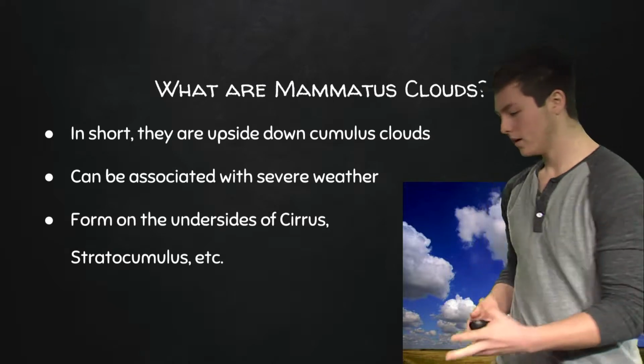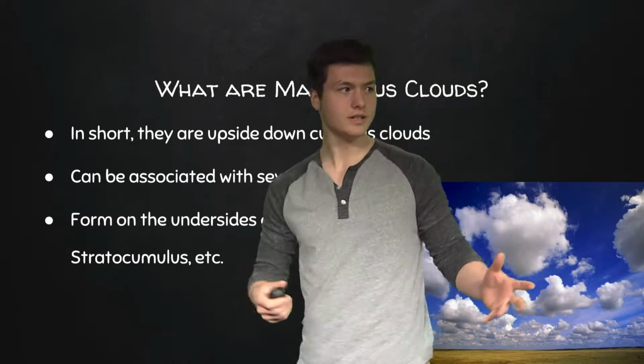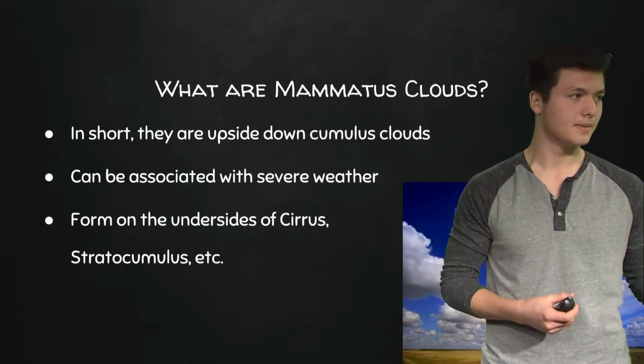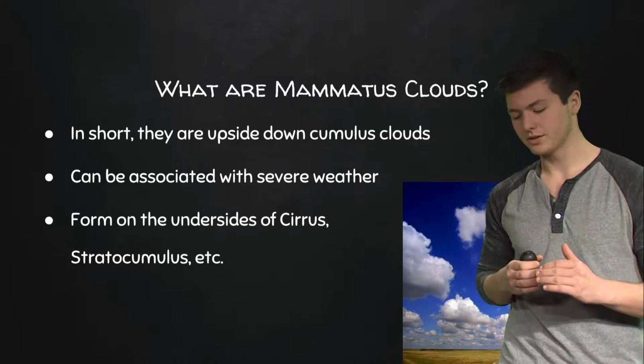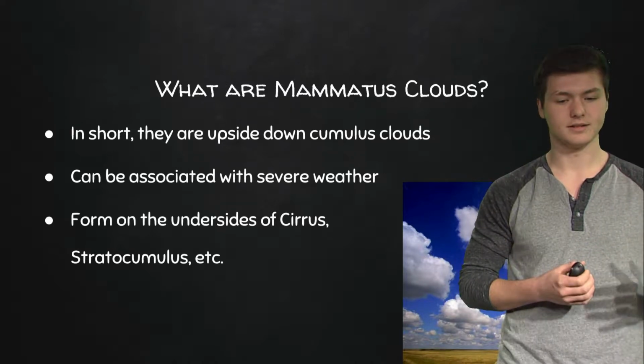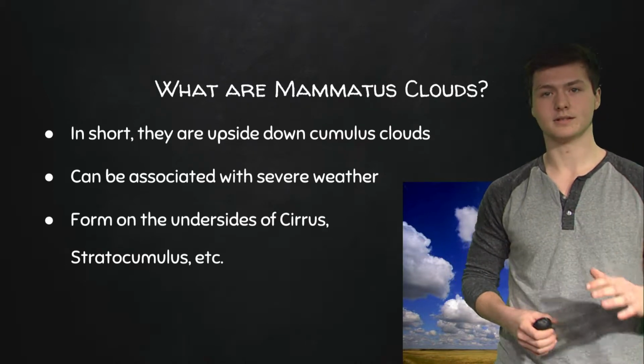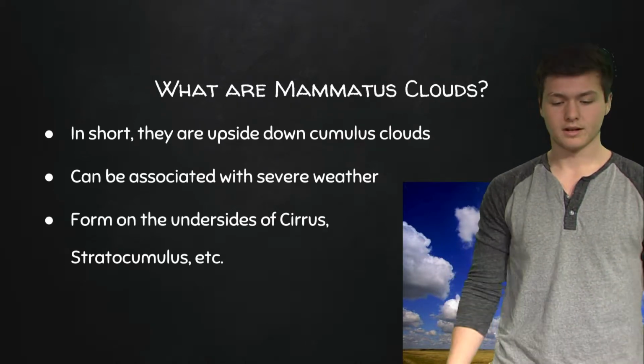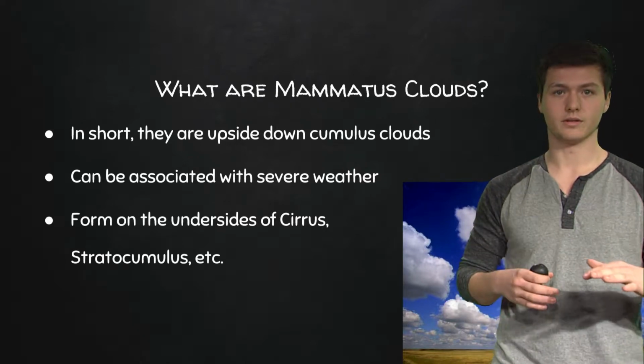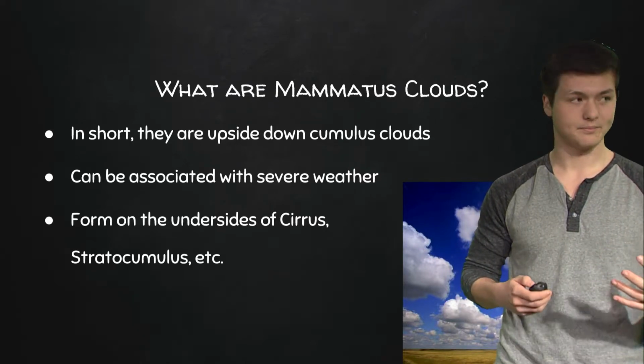So, what are Mammatus Clouds, you might be asking? Essentially, they're upside-down cumulus clouds, and they are typically associated with severe weather. They form on the undersides of cirrus and stratocumulus and actually a load of other clouds, too. Specifically, more the clouds that would carry rain.